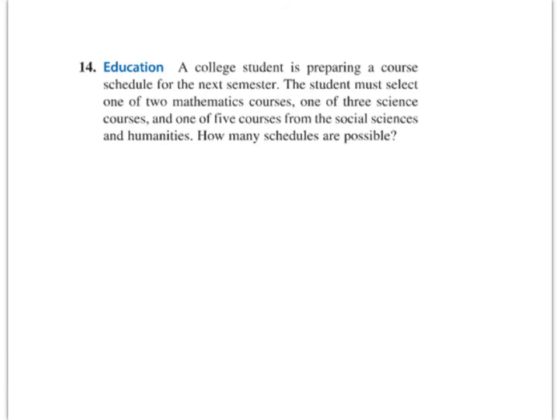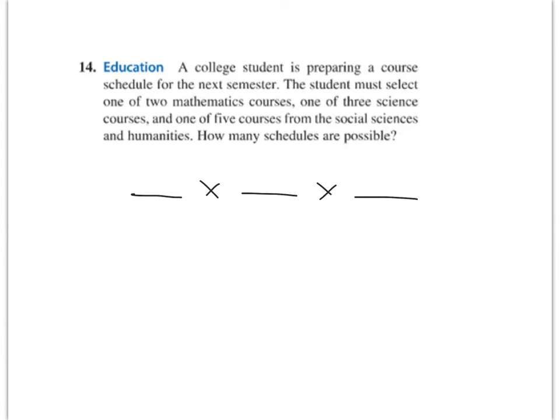Okay, in this problem right here, a college student is preparing a course schedule for the next semester. They're choosing their classes. The student must select one of 2 math courses, one of 3 science courses, and one of 5 social science courses. So therefore, they're going to choose 3 classes. So I'm going to multiply 3 numbers. In my first choice, it's the math courses. They only have 2 choices.